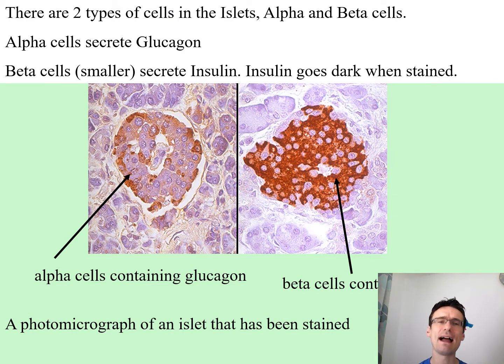The two cells, we've got alpha cells, and the alpha cells are the larger cells, hence they're called the alpha cells. And they contain the hormone glucagon, and they secrete glucagon. The beta cells, which stain this sort of dark red color, are much smaller, but they secrete insulin. And insulin is the thing that makes them go dark, because when it gets stained, it goes dark. So you might get a photo like this and be asked to identify them. The darker red stained ones are the beta cells, or you might get something where you can see the different size of the cells, and the smaller cells are the beta cells. The beta cells release insulin, and the larger alpha cells release glucagon.